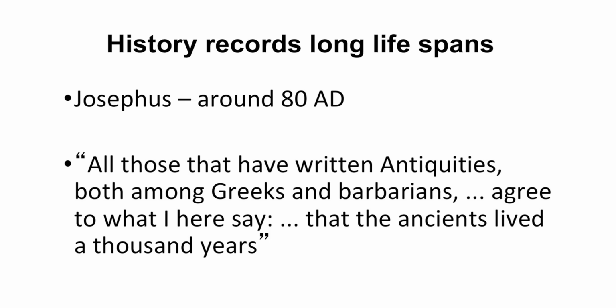So Josephus, around 80 AD, had access, as the emperor's historian, to all the books in the Roman Empire. And he wrote this book, Antiquities of the Jews. And in that, I'm just going to quote a bit of it, he writes, all those that have written antiquities, in other words, histories, how did we come to be, both among Greeks and barbarians. I guess in those days, if you weren't Greek or Roman, you were a barbarian. Agree to what I say here, that the ancients lived 1,000 years.